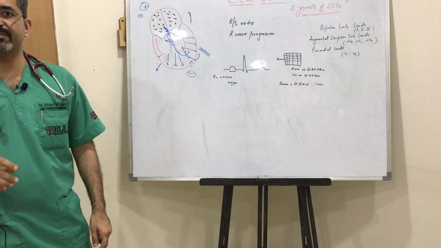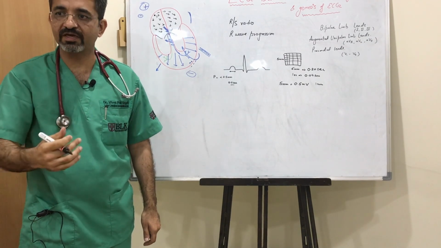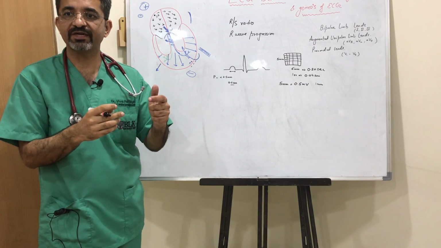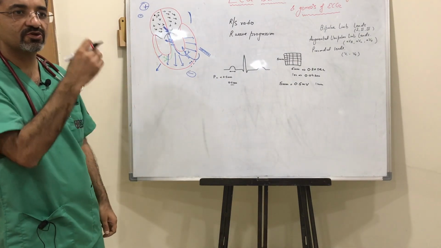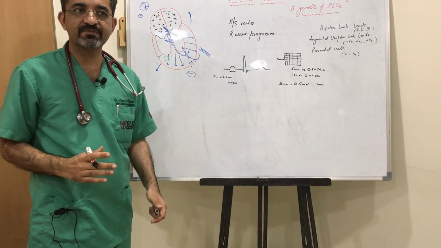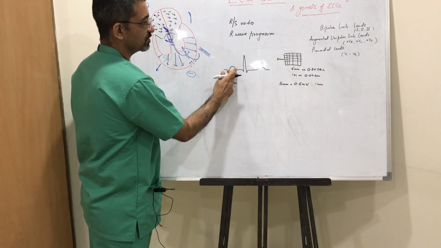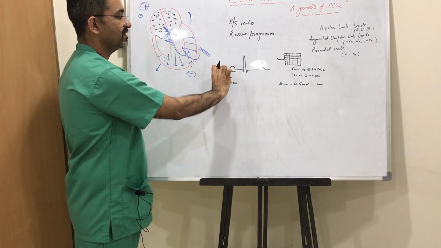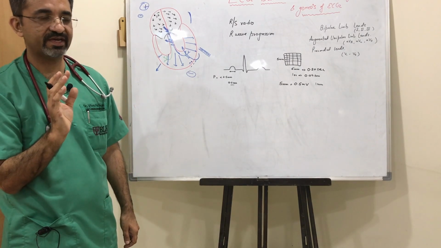So you can arbitrarily say 3 small squares, because 3 into 0.04 will be 0.12, so it is 0.11 second. So the P wave should not be more than say 2.5 small squares. A normal P wave morphology is smooth, the upstroke is smooth, the downstroke is smooth, the width is 0.11 second, the height is never more than 0.25, ideally it is around 2, right?